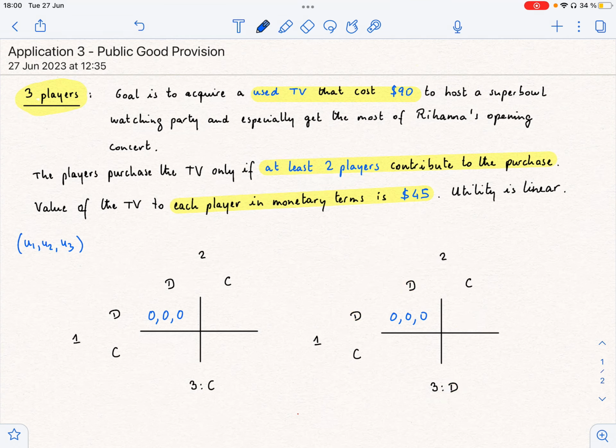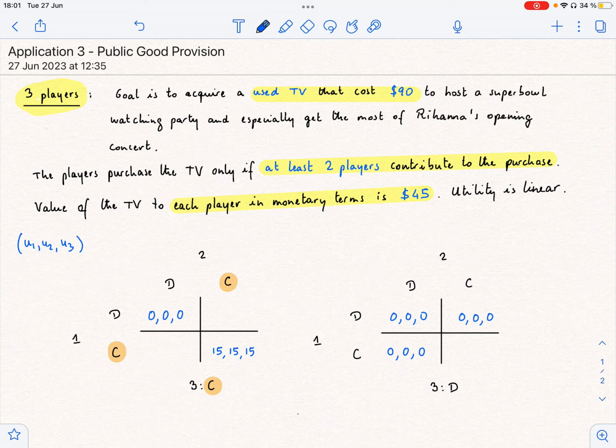Okay, so here, if player 1 defects and player 3 defects and player 2 contributes, we still have no purchase. If player 1 contributes, player 2 defects, and player 3 defects, we still have no purchase. Okay, so in all of these cases, we don't purchase the TV. In the case where player 1 contributes, player 2 contributes, and player 3 contributes, all 3 players are purchasing the TV. They're splitting the cost equally, so they're each paying $30, and they're getting a monetary benefit of 15, which is the net amount 45 minus 30.